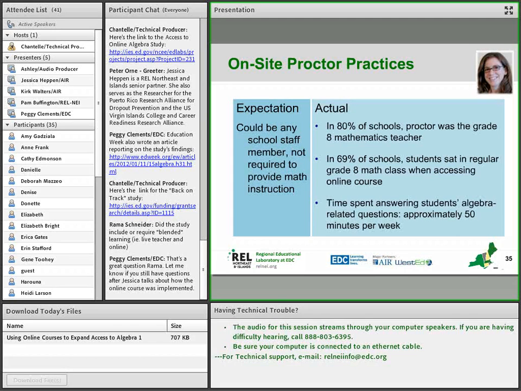Proctors spend an average, this is based on Proctor log data, of approximately 50 minutes per week answering students' algebra-related questions. So putting together what we know from the messages between online teachers and students and what we see reported from the proctors about what they did, students who took the online algebra course, in many cases, not in all cases, but in many cases, did turn to their proctors for instructional support, and the proctors were willing to provide it.